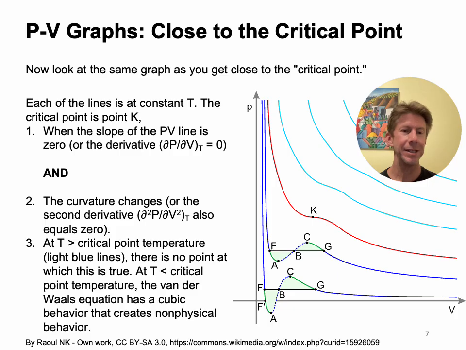Anyway, at T greater than the critical point temperature, those are the light blue lines up here, there is no point at which this is true. So there's no point at which the slope and the curvature change. At T less than the critical point temperature, since the van der Waals equation of state has a cubic behavior, you get up to 1, 2, 3 kind of roots.